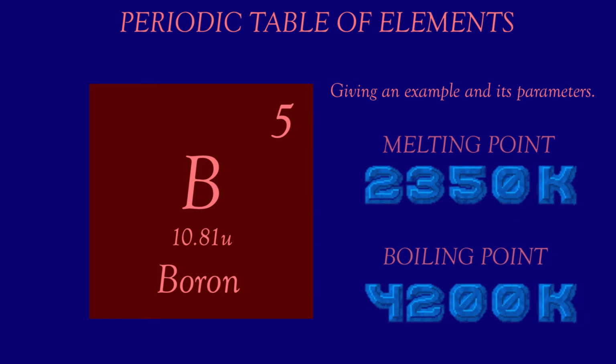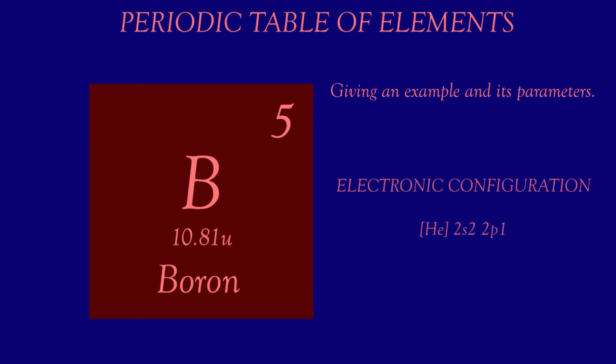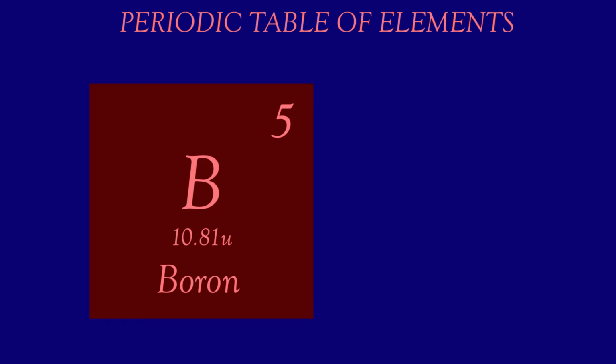Its melting point is 2350 Kelvin, and the boiling point is 4200 Kelvin. The electrons per shell in boron is 2 and 3. And finally, electronic configuration is [He] 2s2 2p1. In case you can find more parameters, you can find the uses and its discovery taken in which year.